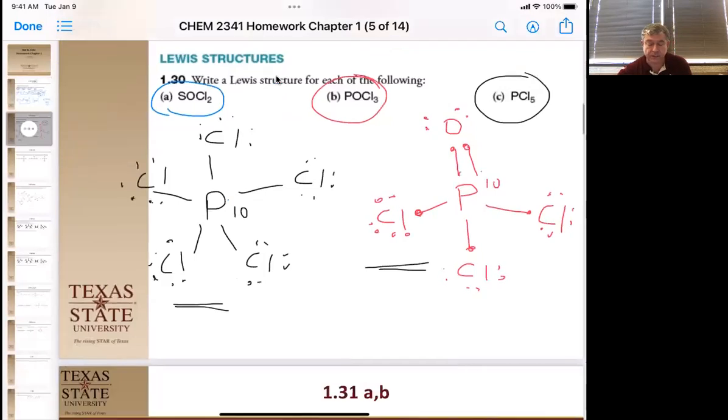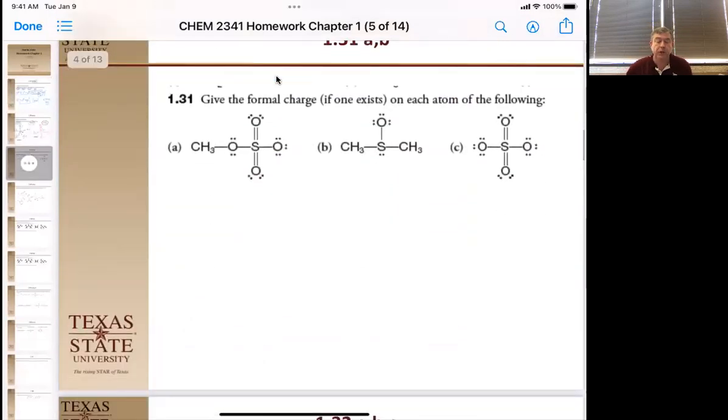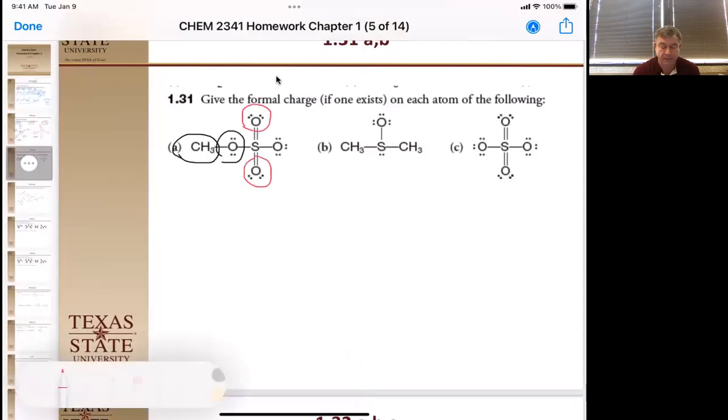Okay, moving along to the next homework problem. Give the formal charge, if one exists, to each atom of the following. Okay, so when we have things like this, we can start with 2 things. We can look at the atoms that are different. So this oxygen is different than these 2 oxygens, but those 2 oxygens are the same. So they might have the same charge. So we'll calculate that and make sure. And then this one's different. So we have all those different ones to do.